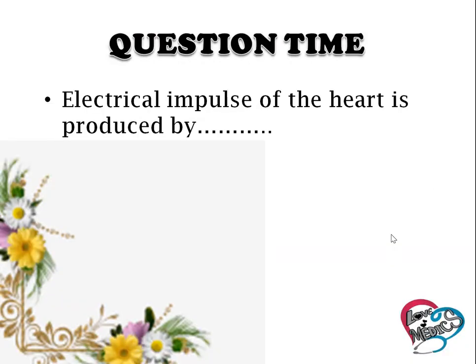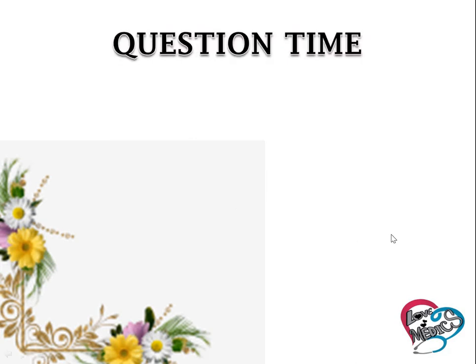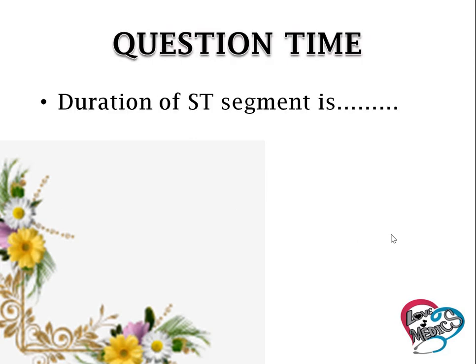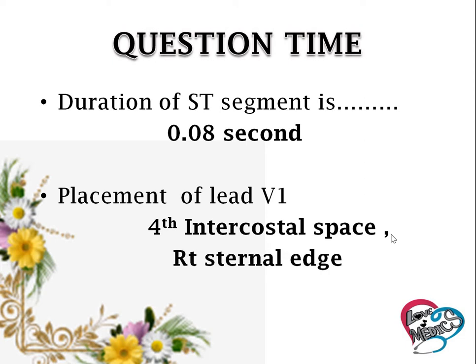Question time. The electrical impulse of the heart is produced by the SA node. P wave is produced due to atrial depolarization. Duration of ST segment is 0.08 second, that is 2 small boxes. Placement of lead V1 is the 4th intercostal space at the right sternal edge.